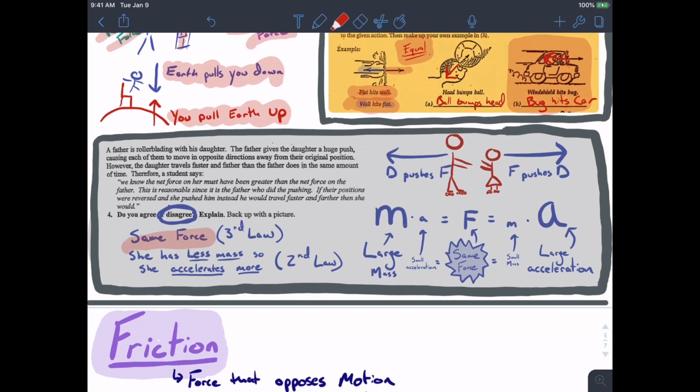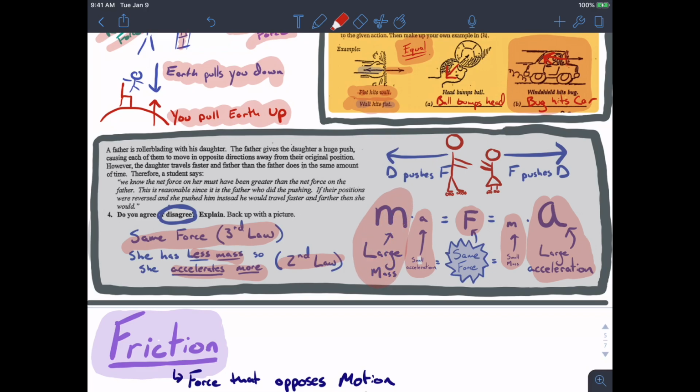So how does this work? The force is the same. That's what Newton's third law says. But Newton's second law is also at play here. Because the daughter has less mass, she's going to accelerate more. So take a look over here. Try to do it with some equations to help us out. Both of them are going to feel the same size force. But because the daughter has such a small mass, her acceleration is going to be very large. The father on the other side, feeling that same force, is going to have a very small acceleration because he is much, much, much larger with his mass.